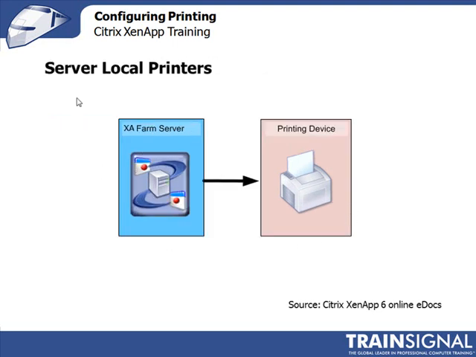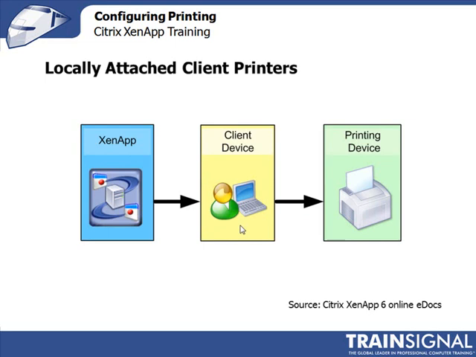Now, in the event of server local printers, you have your XenApp server here, one of the XenApp servers in the farm, that is directly connecting to the print device. So again, you're missing the network print server here, so this sort of becomes like the network print server in essence. And then you have locally attached client printers.